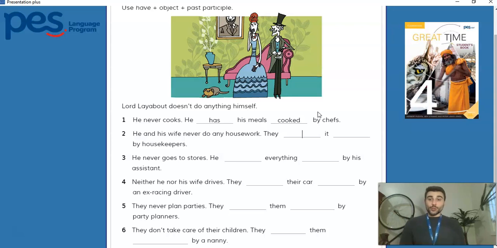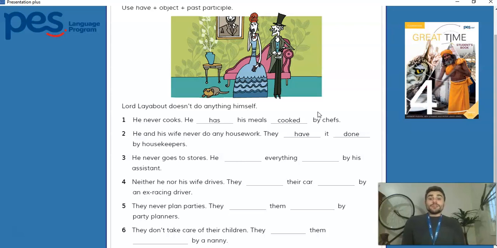Then number 2. He and his wife never do any housework. Lucky guys. And we need to complete they. So how do I complete the have here? They have it done by housekeepers, right? Let's see number 3. He never goes to stores. He, everything by his assistant. So he has an assistant who goes to stores.